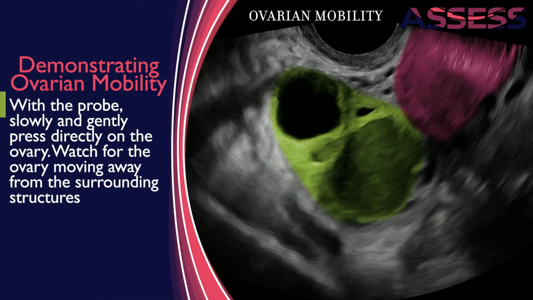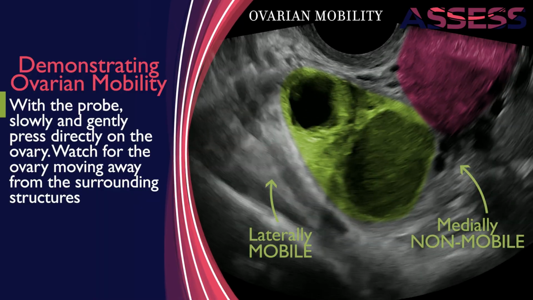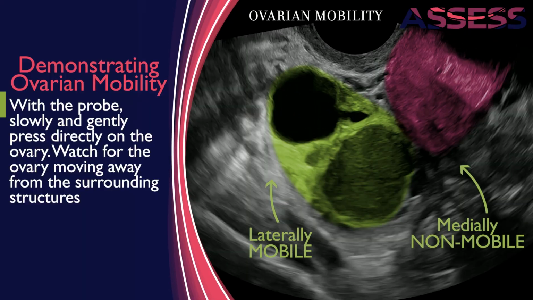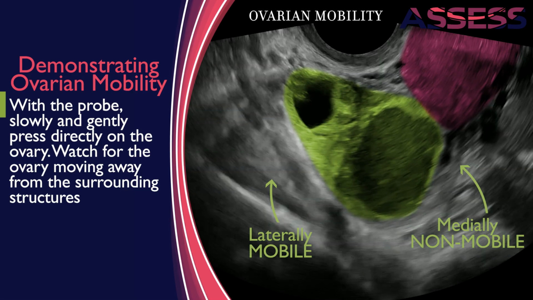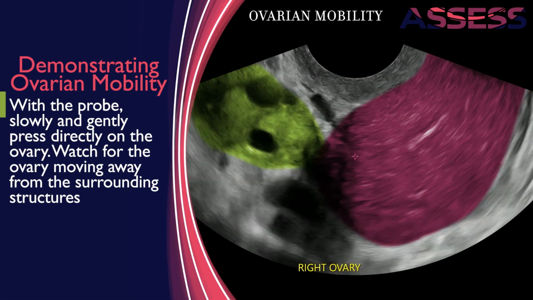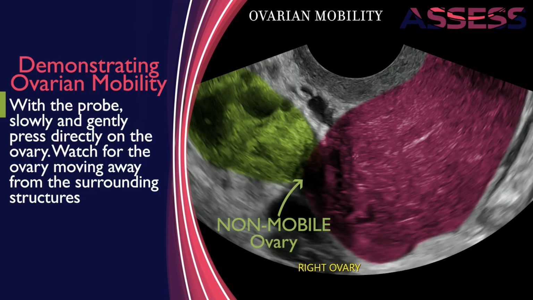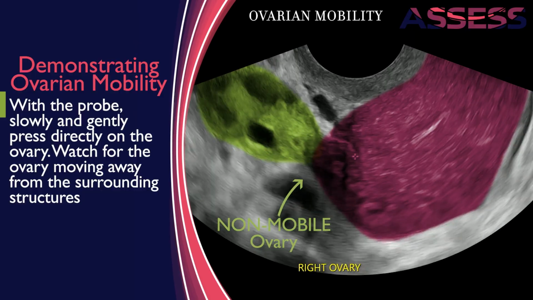If the ovary is completely attached to another structure, such as the uterus, the pelvic sidewall, or the bowel, there will be no movement between the structures and they will move together, revealing the ovary to be non-mobile. If two structures are separate from each other, but they appear to pull on each other when pressure is applied, this area can also be documented as non-mobile. There may be adhesions holding the two structures together.